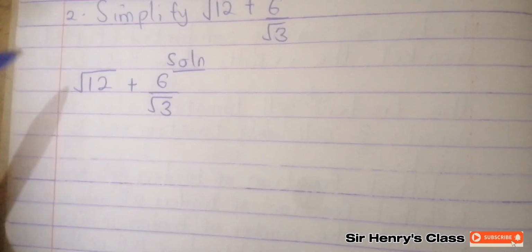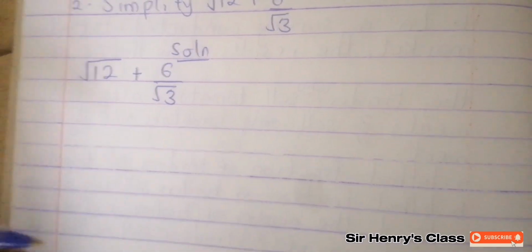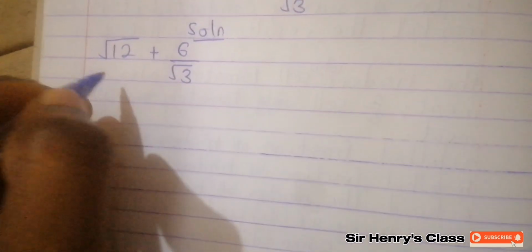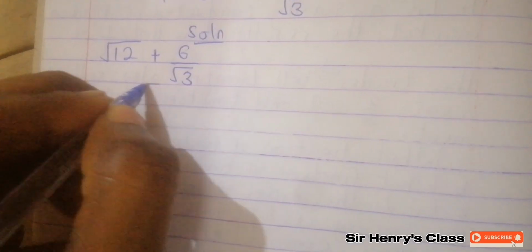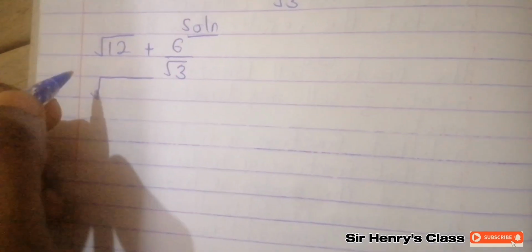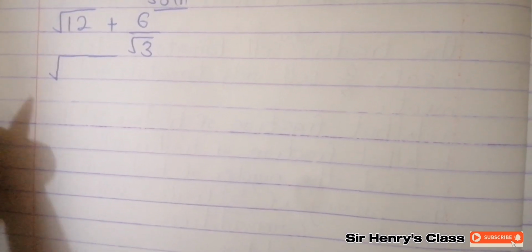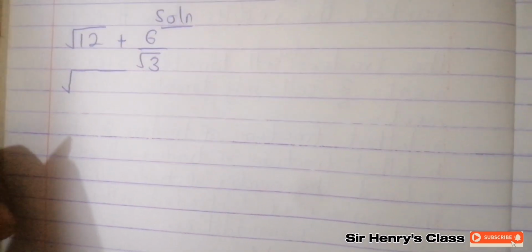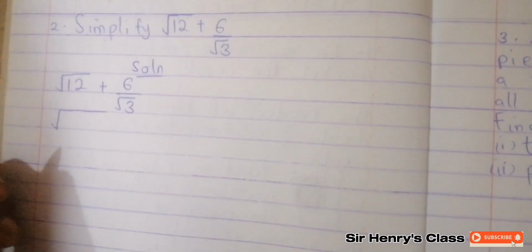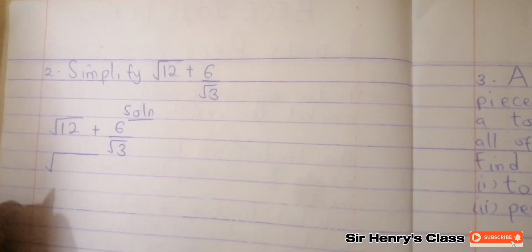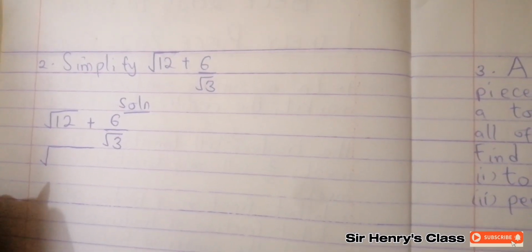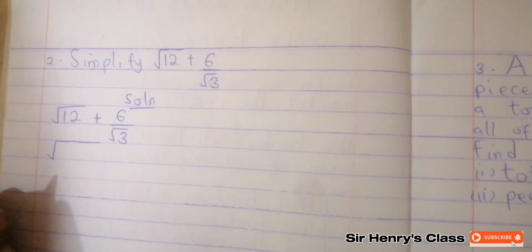Now, we can simplify this root 12 simply by finding the product of two numbers where one is a perfect square. When we multiply, we are going to get 12. A quick review on what perfect squares are. Perfect squares are numbers that are derived when counting numbers are squared.